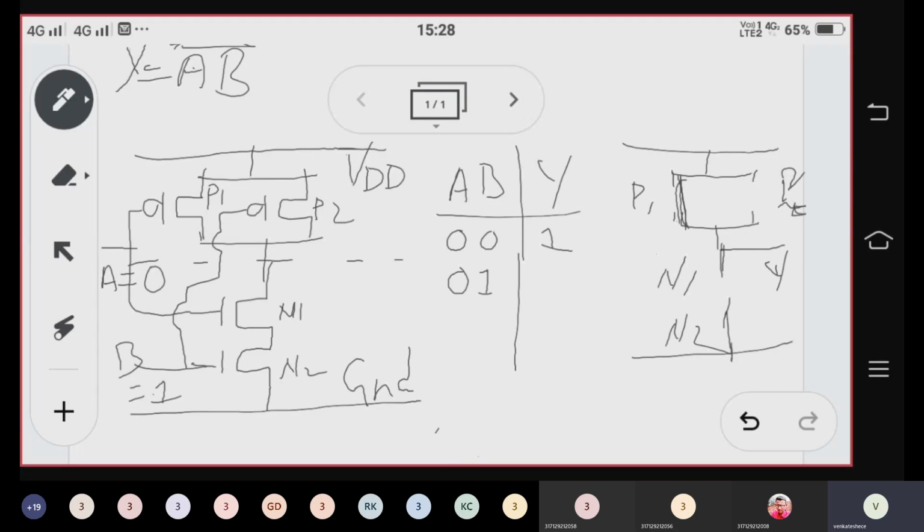Now is our output Y connected to VDD or ground? VDD, sir. Y is connected to VDD only, so the output becomes 1. Yes, Y is connected to VDD means the output becomes a 1. Now let us move to the next case.